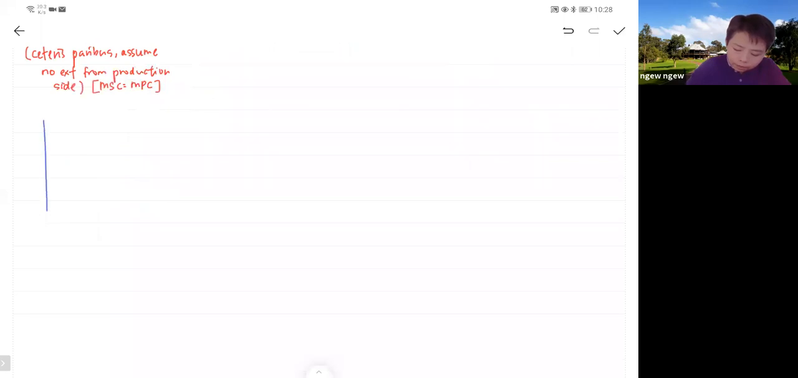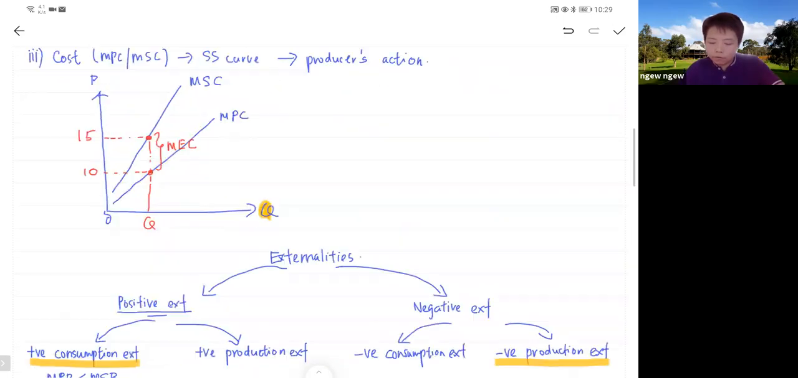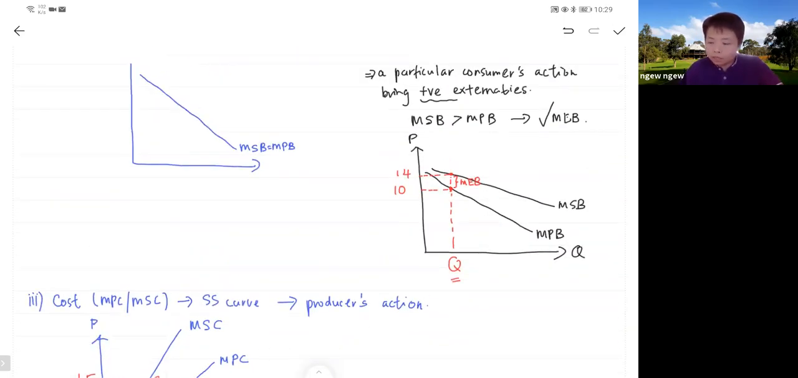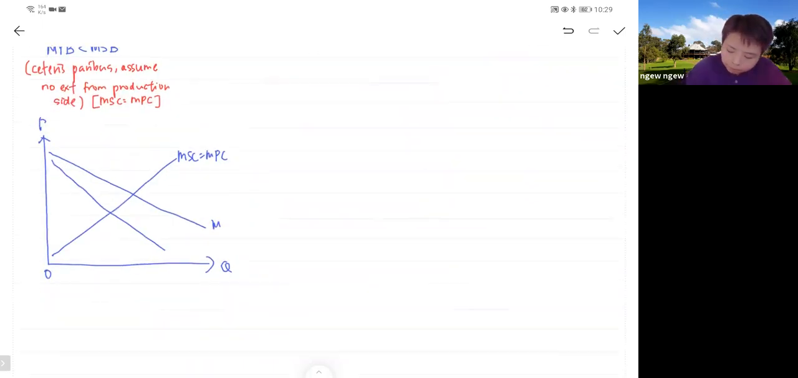Now, let's show the basic diagram first. Just now we have tried some simple ones, and then I do the ceteris paribus label first, MSC equals MPC. Okay, now we have two demand curves because MPB doesn't equal MSB. And based on what we learned just now, if MSB is greater than MPB, so MSB will be on top, MPB will be at the bottom. Okay, so now I label MSB and MPB.